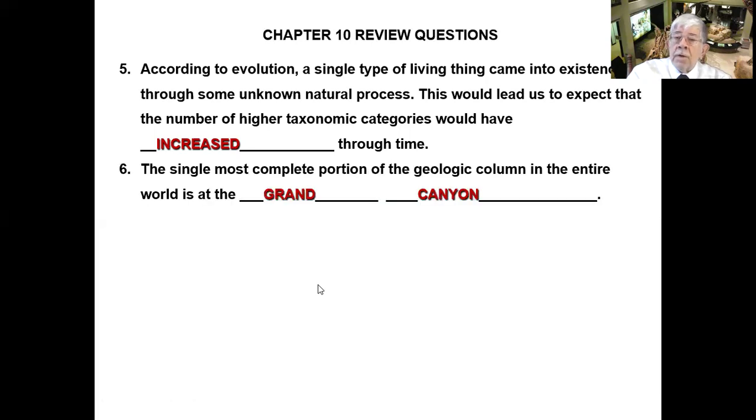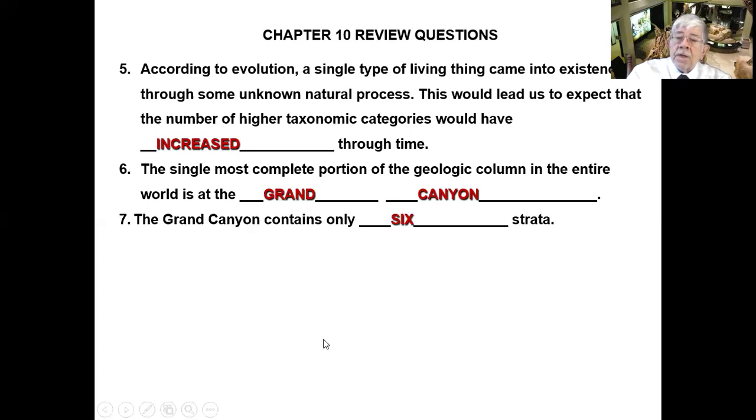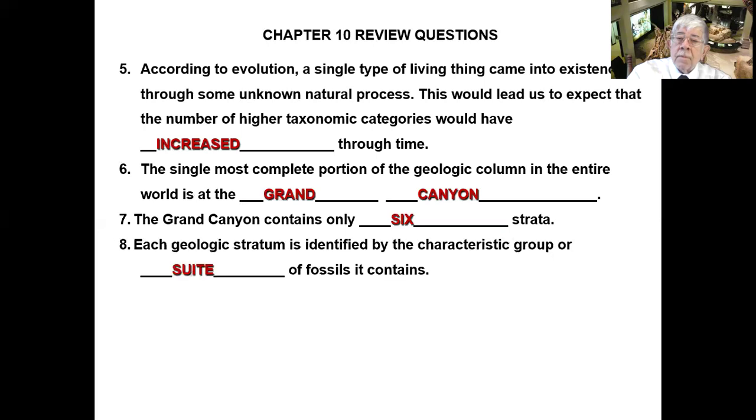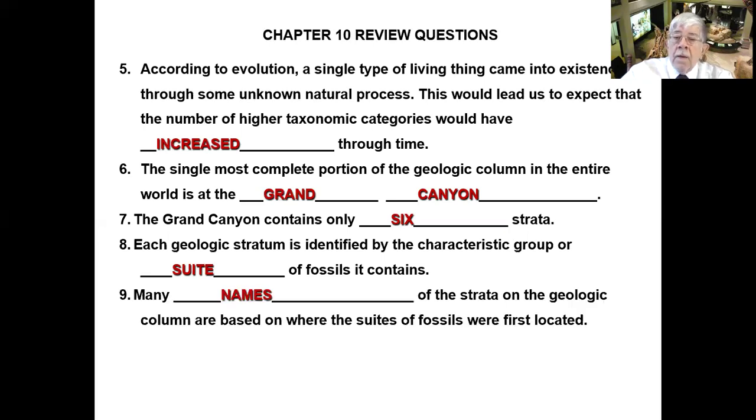The single most complete portion of the geologic column in the entire world is at the Grand Canyon. It contains only 6 of the strata. Each geologic layer, each stratum, is identified by a characteristic group of fossils known as a suite, S-U-I-T-E, like a hotel suite. Many of the names of the strata on the geologic column are based on where the suites of fossils were first located.